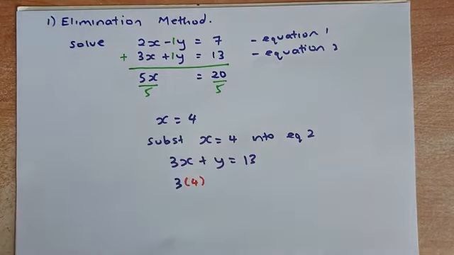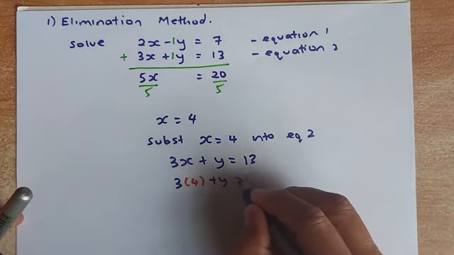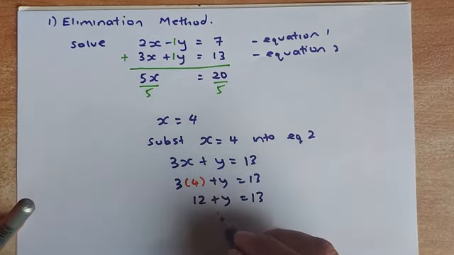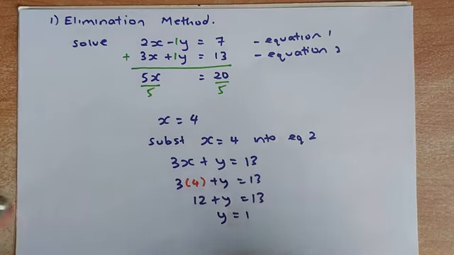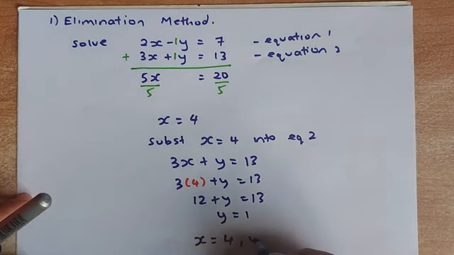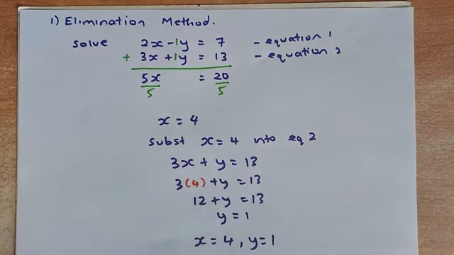Okay, and then we're going to solve it. 3 times 4 is 12, plus y equals 13. So 12 plus y equals 13. Minus 12 on both sides, y equals 1. And so you have found that x equals 4 and y equals 1, and that will be the solution.